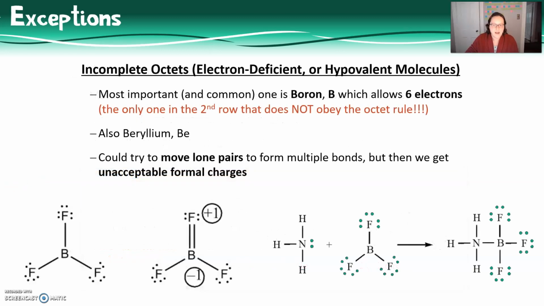Next, incomplete octets, also known as electron deficient or hypovalent molecules. These occur when the central atom lacks a complete octet, and the most notable cases are with boron. This one I expect you to know, as boron is the only element in the second row of the periodic table that does not obey the octet rule.